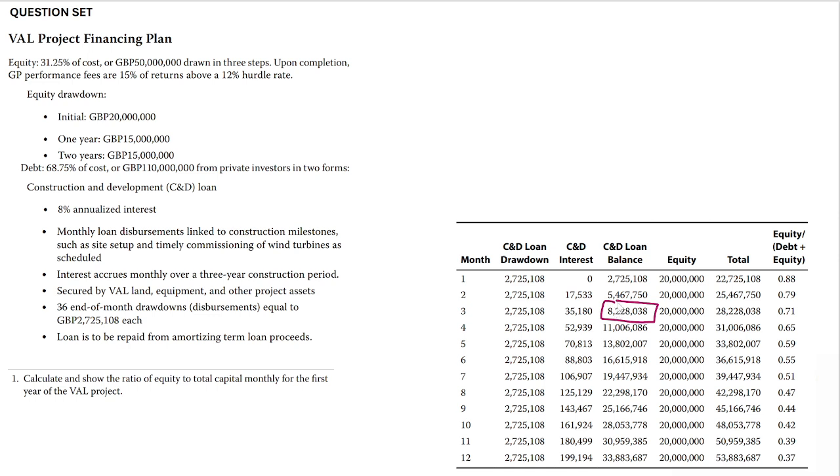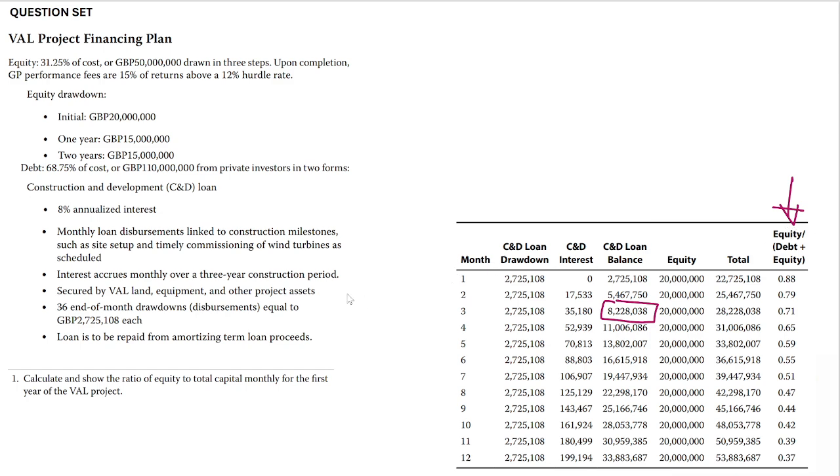Then you start sweating. So try to do them by yourself. Calculate and show the ratio of equity to total capital monthly for the first year. It's for the entire 12 months. The ratio of equity to total capital, you want to get this column here.